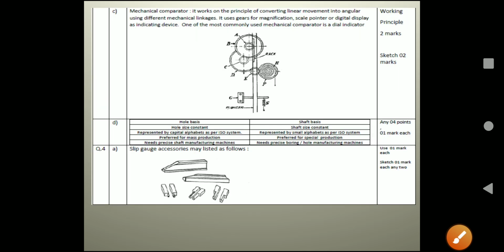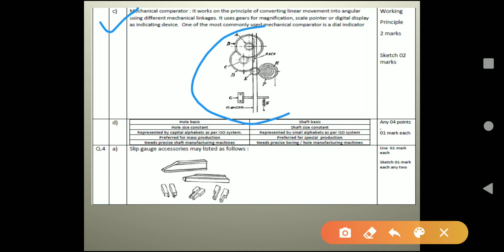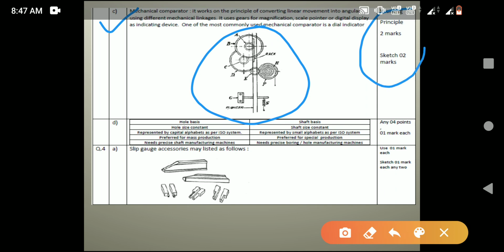Same for question number 3c, that is explain the working of mechanical comparator. Here you can write any type of comparator like sigma comparator or dial indicator. Here the working principle and working diagram of the dial comparator is discussed. In the diagram you can see the working sketch of a dial indicator. In the right column you can see the working principle for 2 marks and the sketch for 2 marks.